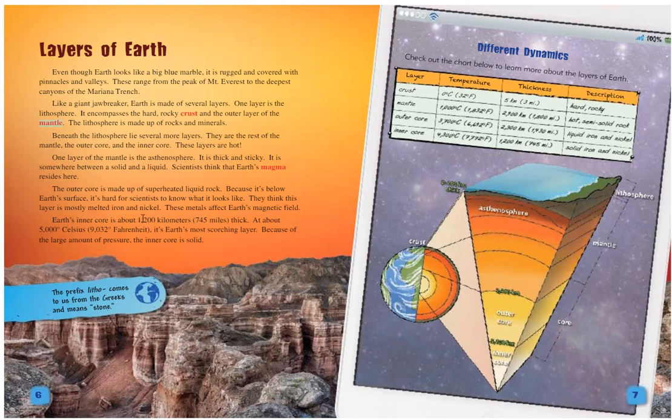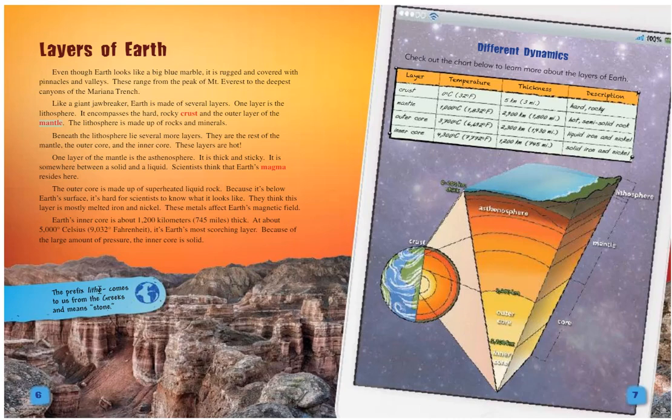Earth's inner core is about 1,200 kilometers, or 745 miles, thick. At about 5,000 degrees Celsius, or 9,032 degrees Fahrenheit, it's Earth's most scorching layer. Because of the large amount of pressure, the inner core is solid.